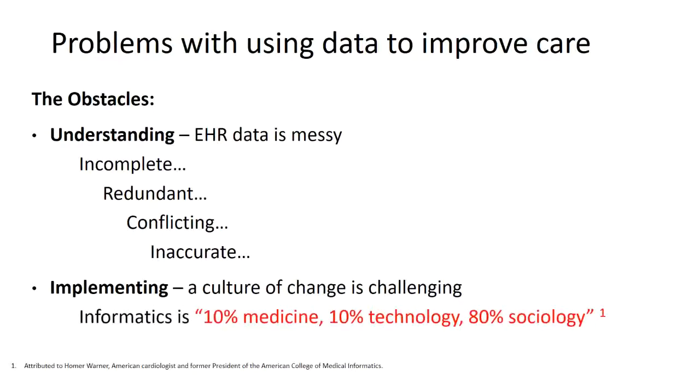There's a famous quote in informatics that it's 10% medicine, 10% technology, and it's 80% just getting people to agree on what is best practice and what we need to do differently. And that nudging of clinicians is a very challenging part of implementing. You may be able to develop research projects and understand the data more, but if you can't get clinicians to actually change their practice, you can be in a lot of trouble. So that's often the hardest part of this whole process.